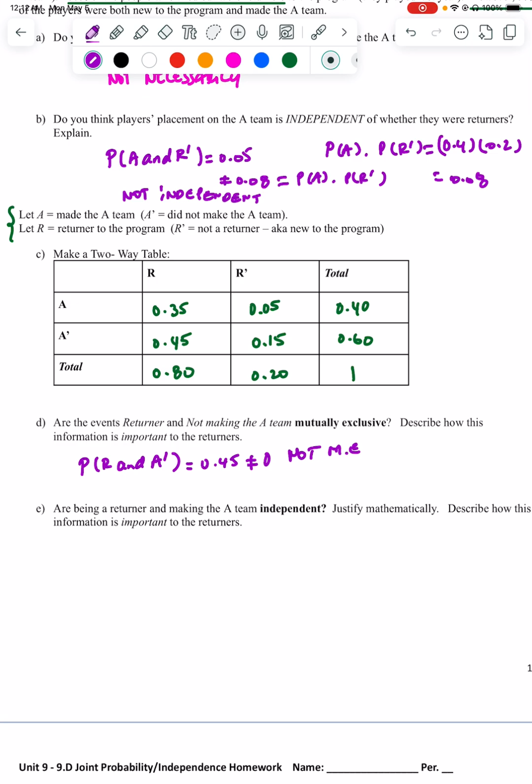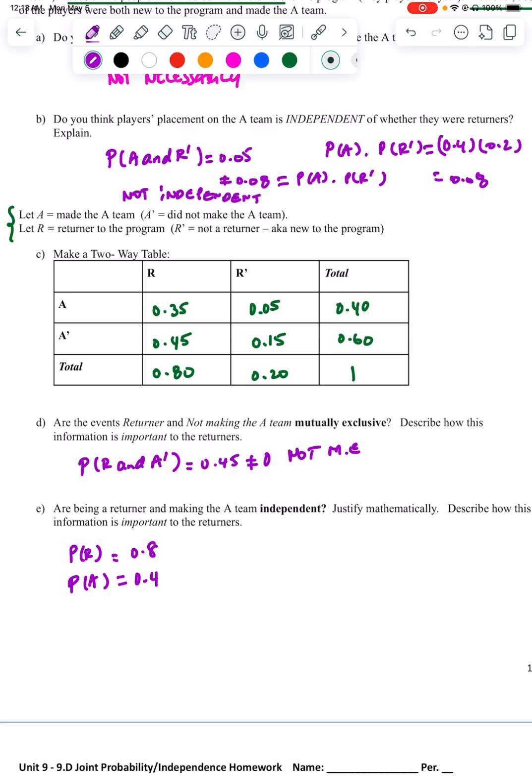Algebraically. And then finally, are being a returner and making team A independent? So one returner and team A. Well, what's the probability of returner? That's the total return, which is 0.8. Making team A, that's the total, which is 0.4. So we're being asked if these are independent.